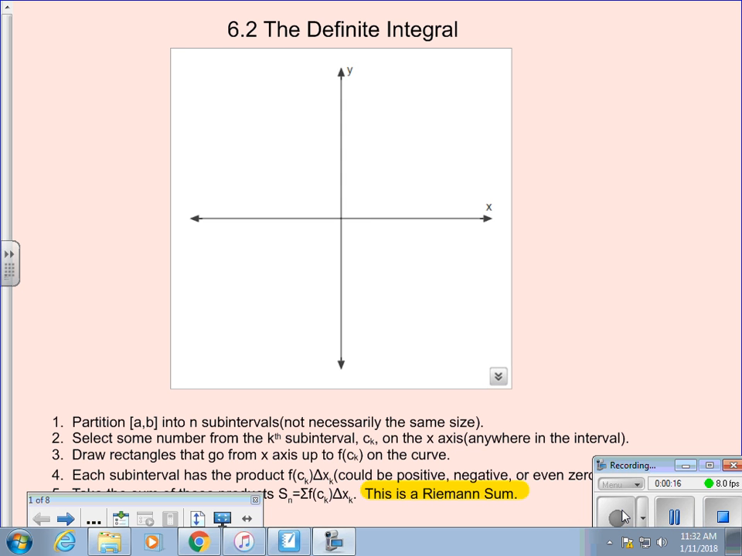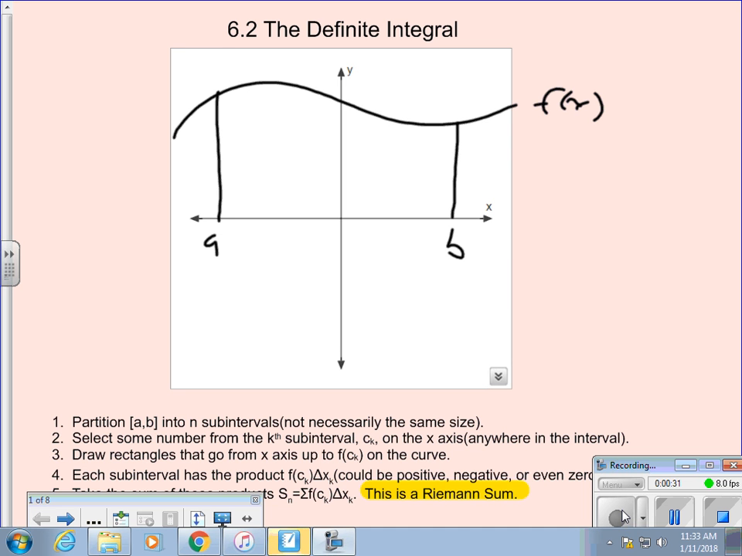Okay, so I want to find the definite integral of a particular thing. I've got a function f of x, and I'm going from a to b, any a to any b. And I want to find the integral of f of x from a to b. I want to find the area under the curve of f of x between a and b, like we've been doing. That's what we did yesterday, and here on Tuesday.